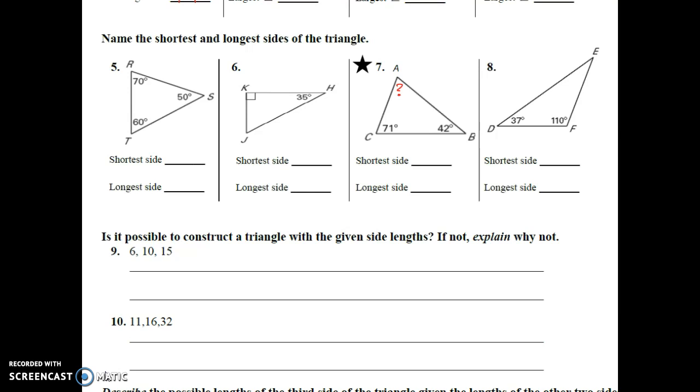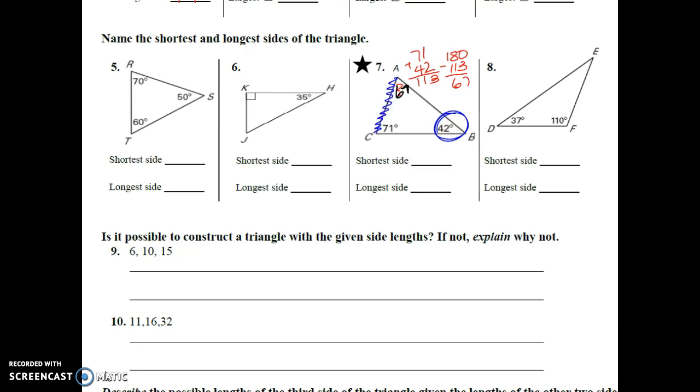It appears that 71 is the largest and 42 is the smallest, but you're just not sure. So remembering that there are 180 degrees in the triangle, we can take the 71 plus the 42. 113, take 180 minus 113, and it turns out that this angle right here is 67 degrees. Now we know for sure that 42 is our smallest angle. That means the shortest side has to be the one opposite. Again, remember, notice that the blues do not touch each other.